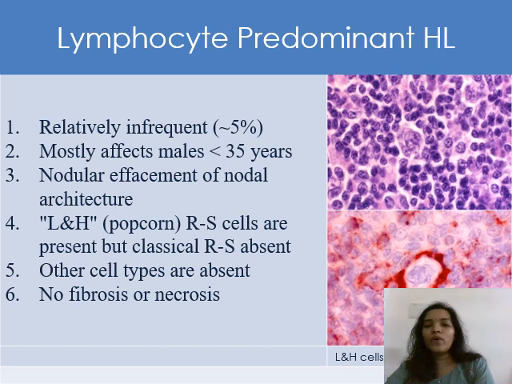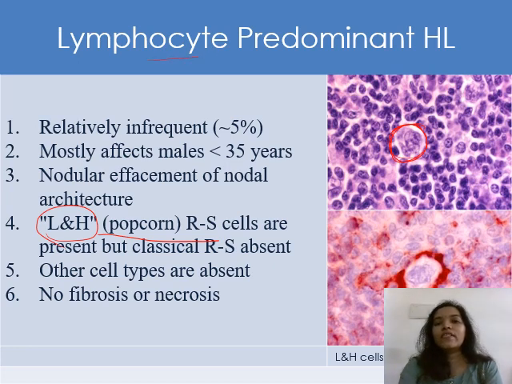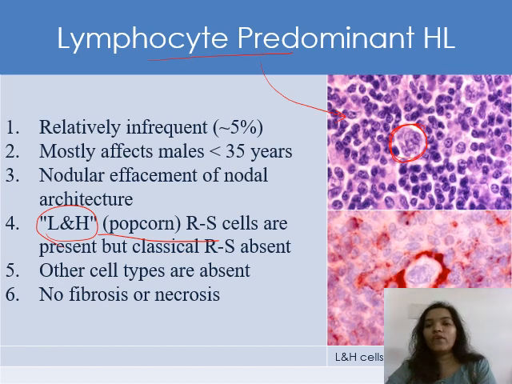Here the predominant cell we see is the LH cell, that is the lymphohistiocytic RS cell, also called a popcorn cell. We can appreciate this type of RS cell here, and all the other cell types are usually absent, and no fibrosis or necrosis is seen. Predominantly, as the word tells us, lymphocytic predominant, in the background we see plenty of lymphocytes along with the RS cells.